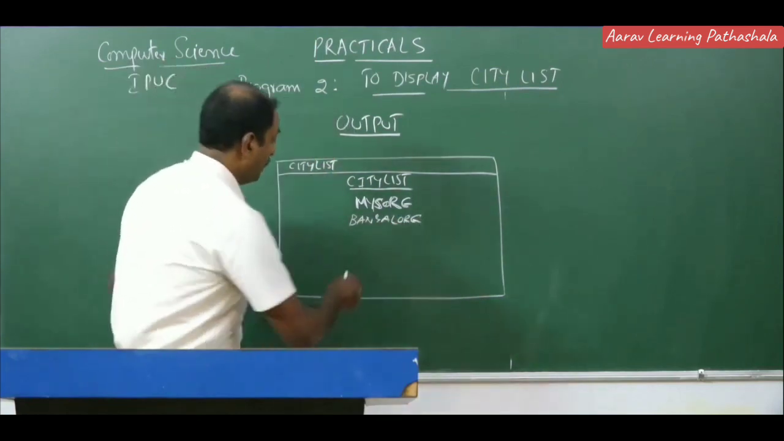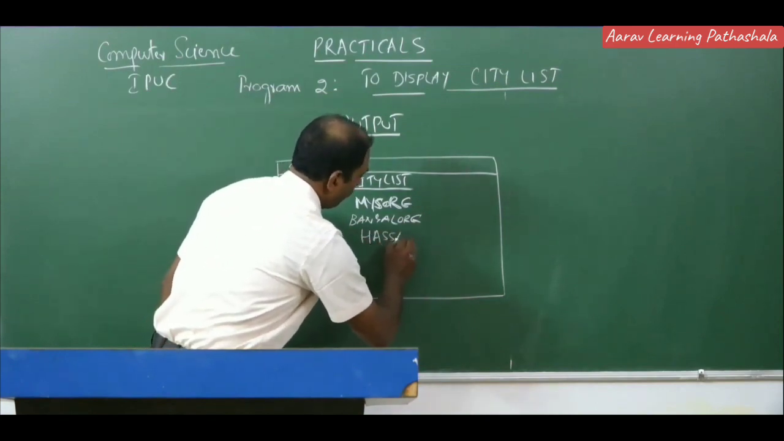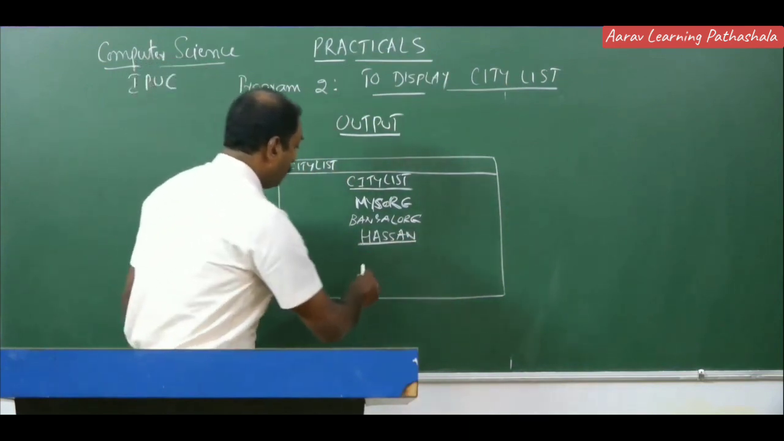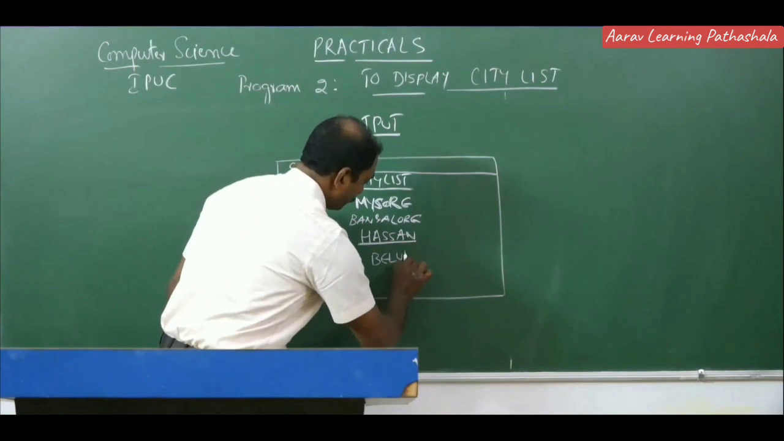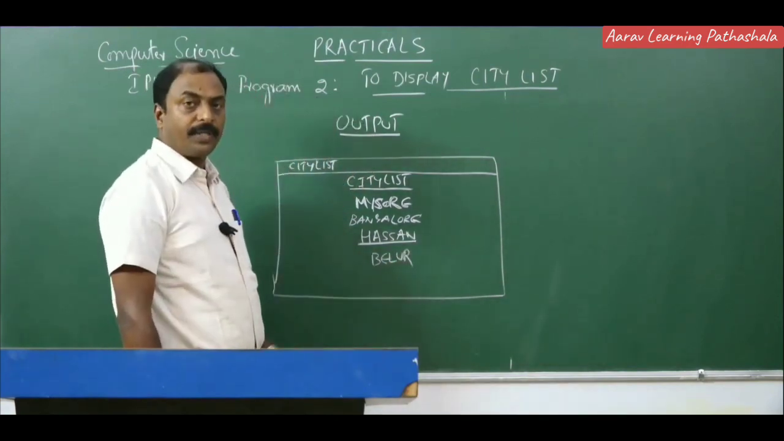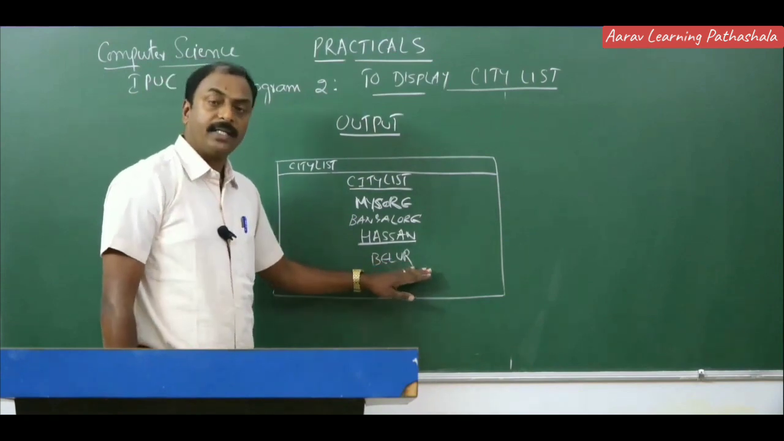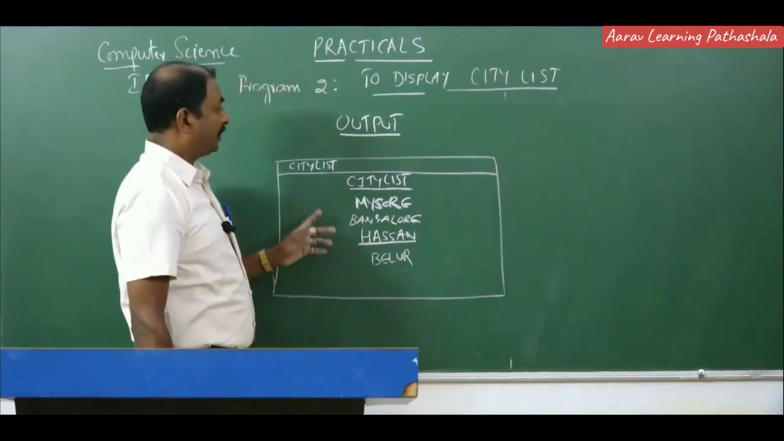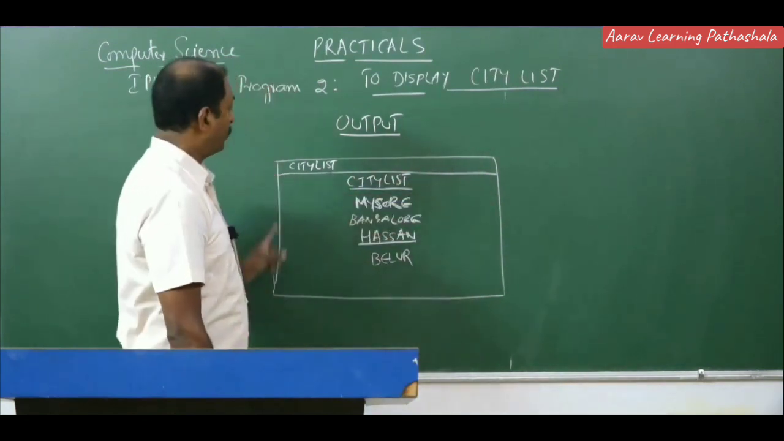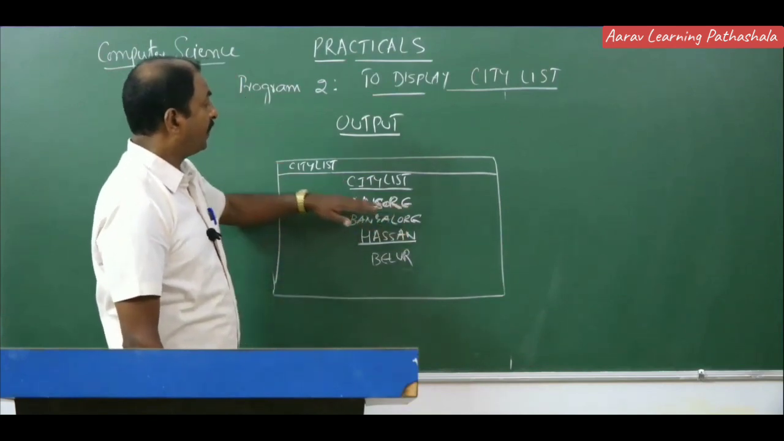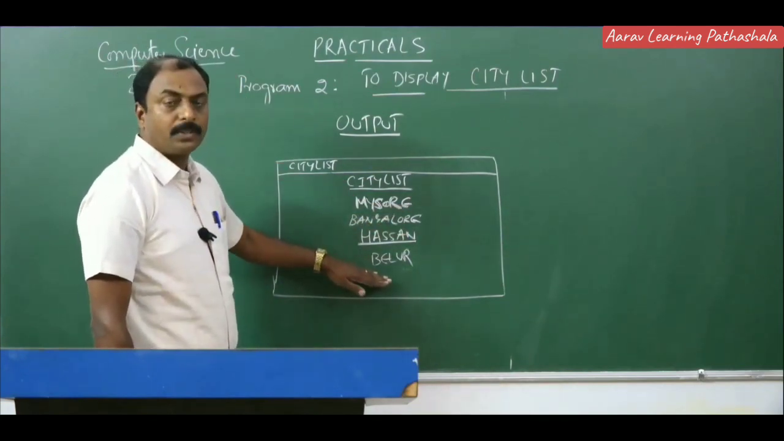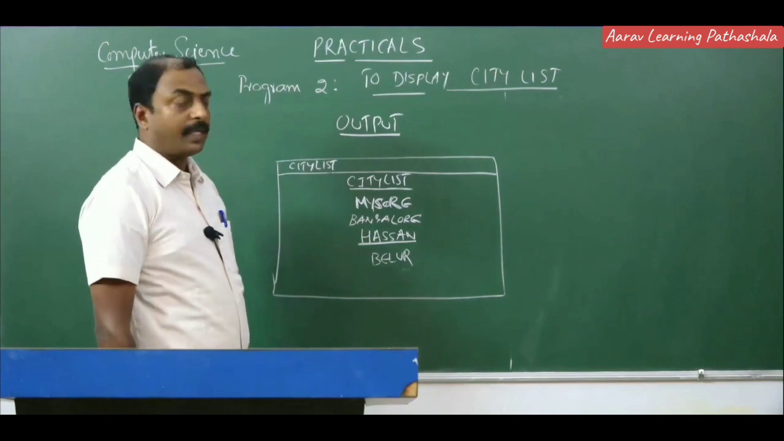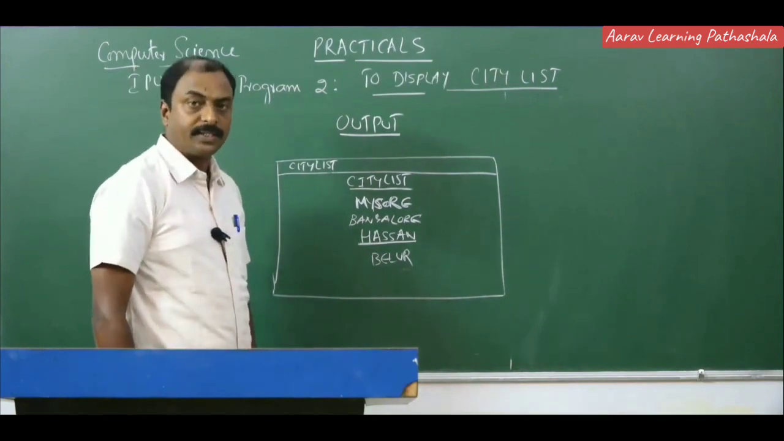Next, Hassan will be underlined. Next one is Belur. This Belur will appear with the font, size and color that you have given in the HTML program. And please observe that in the web browser window, all the content will appear at the center of the screen because we made use of the center tag. So this would be the output of the program to display the city list.